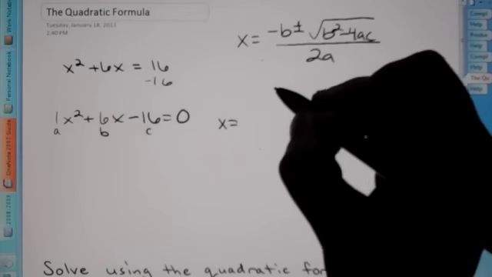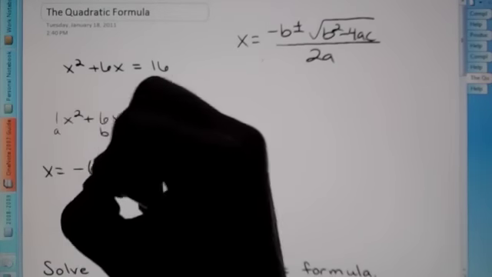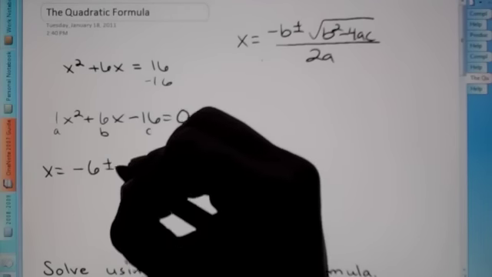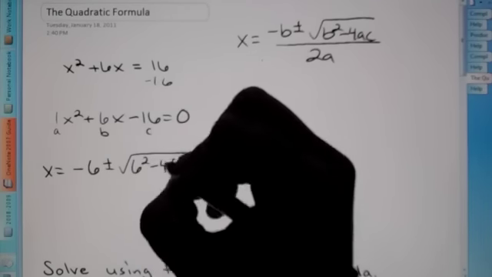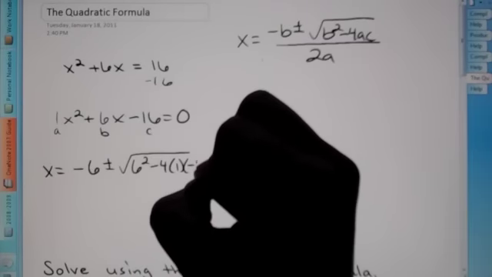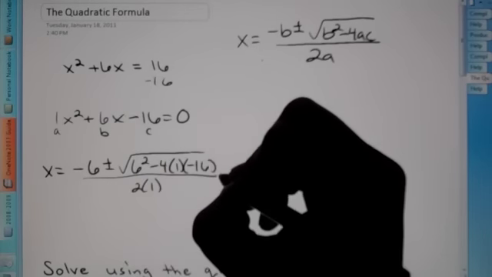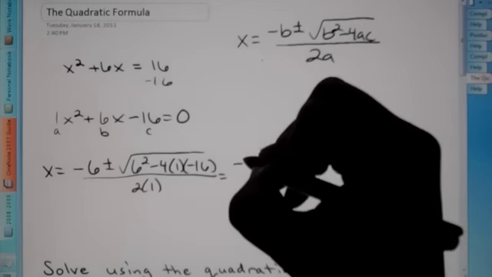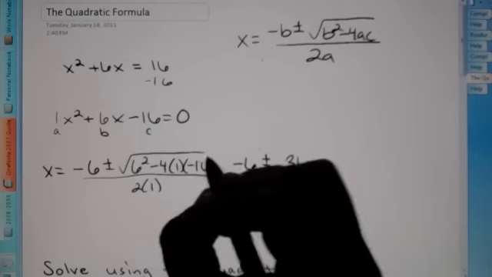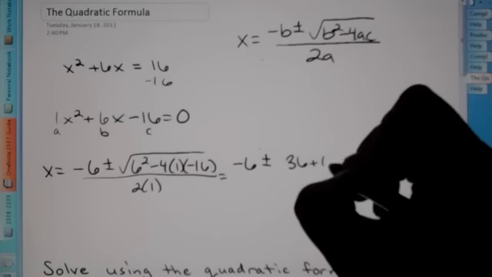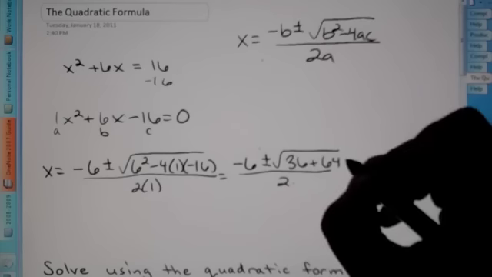So the way to solve, actually I'll move it here, x is equal to negative b, in this case negative 6, plus or minus the square root of 6 squared minus 4 times 1, which is a, times c, negative 16, over 2 times a, which is 1. So in this case we get negative 6 plus or minus. On the inside we have 36, a negative and a negative makes a plus 64, okay, over 2.